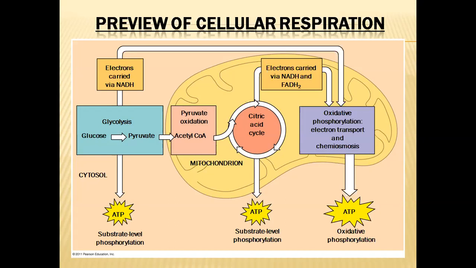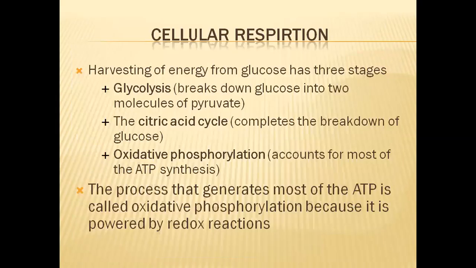So in today's class, we are going to discuss the events that occur in oxidative phosphorylation and electron transport, and how the chemiosmosis process helps in the formation of ATP molecules. So let us get into this topic. Harvesting of energy from glucose has three stages. Broadly, we can classify cellular respiration into three phases: glycolysis, citric acid cycle, and oxidative phosphorylation. In glycolysis, a glucose molecule is broken down into two pyruvate molecules. In the citric acid cycle, these pyruvate molecules will be completely broken down into carbon dioxide molecules. That we have seen in the previous classes.